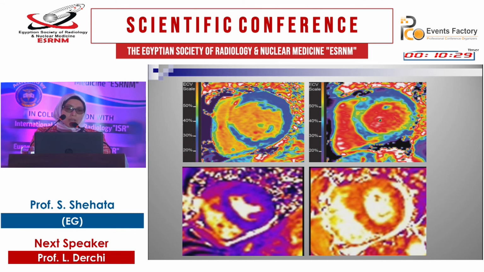In a case of anteroseptal myocardial infarction, this is a fibrotic infarcted segment. This is a diffuse fibrosis involving the myocardium. In a case of cardiomyopathy, this is T2 parametric mapping of a normal patient compared to a patient with diffuse edema in Sharp stress syndrome.